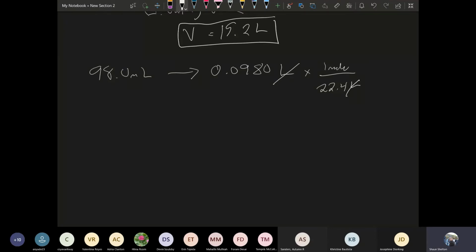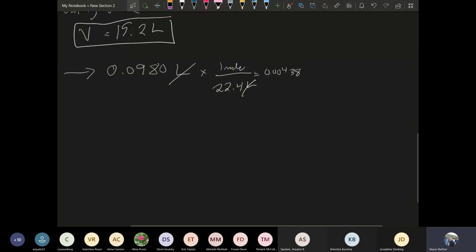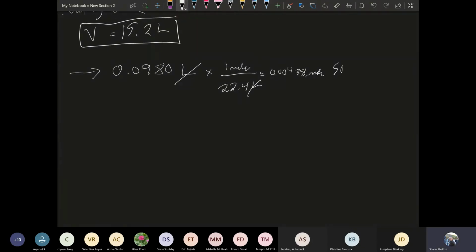All right, so 0.098 divided by 22.4. That gives me 0.0044. Well, let's do this to 3 sig figs. So 0.00438 moles of SO2. Now, the next thing you want to do is convert your moles of SO2 into grams of SO2. We did the molar mass of that. So we have 32 plus 32. This is oxygen, and this is sulfur. That's 64 grams per mole.